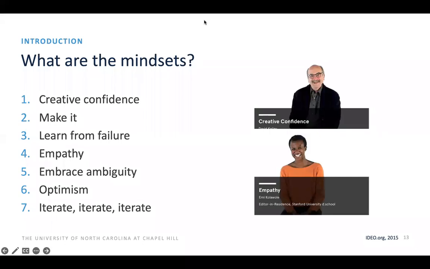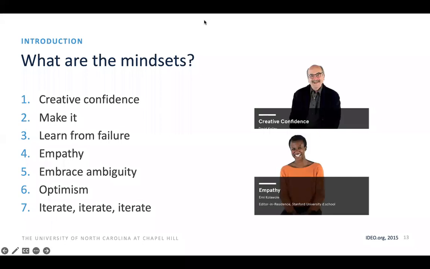And so the big ones here are iterate, iterate, iterate, the last one. Many of our faculty, because of the structures of funding, often have to commit to an idea upfront. And so what would it look like if instead of committing to one idea, they tested multiple ideas and proposed that to funders? Relatedly, learning from failures. So oftentimes many of us are really risk averse and afraid of failing. Well, what if we saw failure as a way to learn and an expected part of the process?